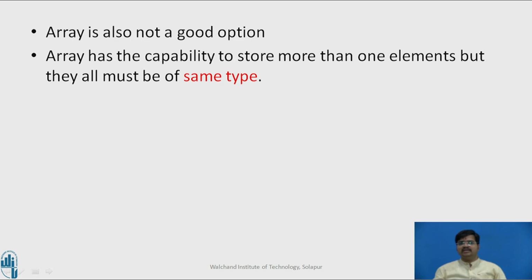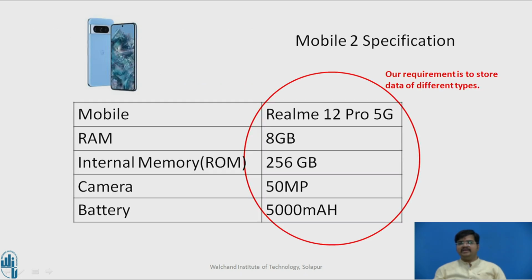So next, can I use an array? Array is also not a good option, because an array has the capability to store more than one element, but they all must be of the same type. So this is the limitation of an array, where our requirement is to store data of different types, not of a similar type. So in our problem statement we cannot use an array either.